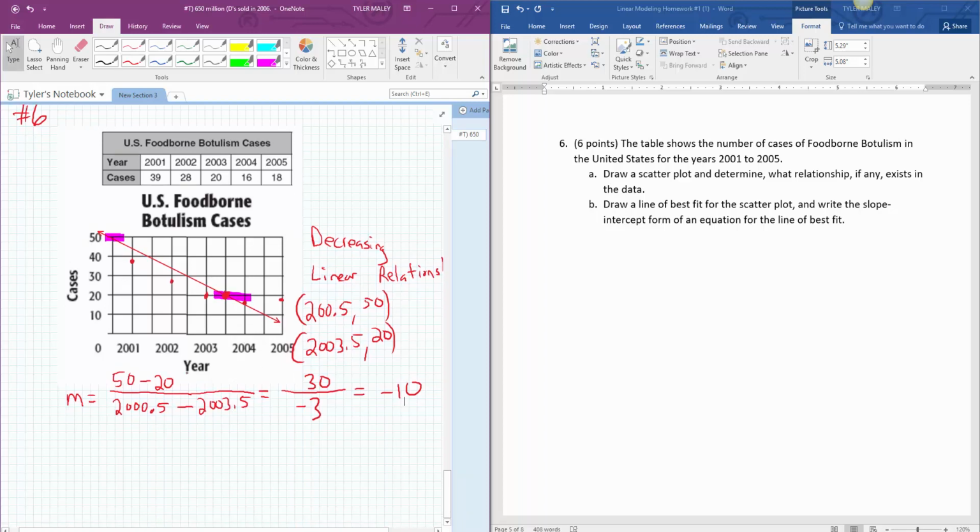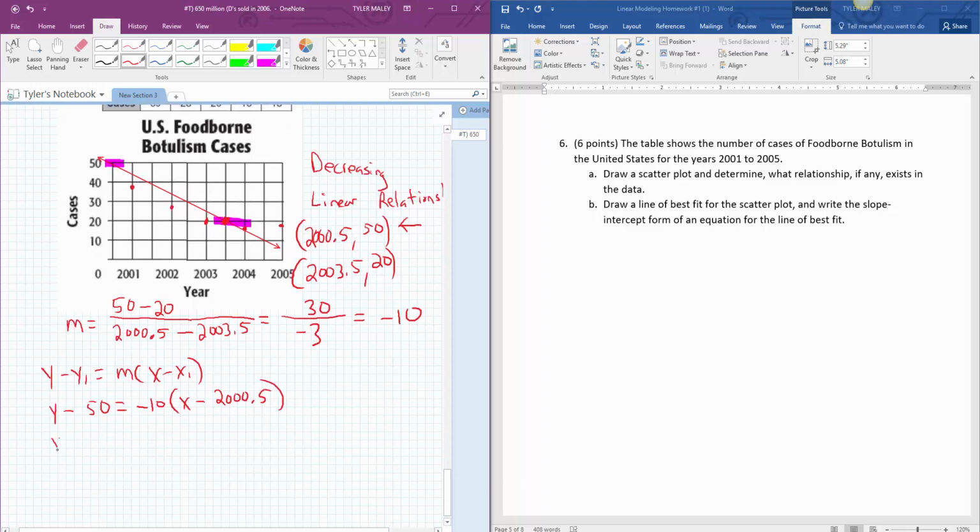So then we need to come up with the equation of our line. So we have y minus y1 equals m times x minus x1. I'll just use the 2000.5, I forgot a 0 here, it looks like. So I'll just use this top point. So this would give me y minus 50 equals -10 times x minus 2000.5.